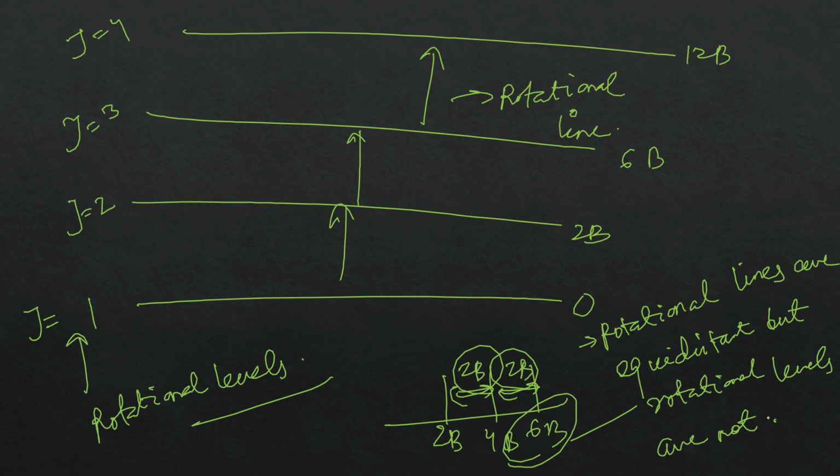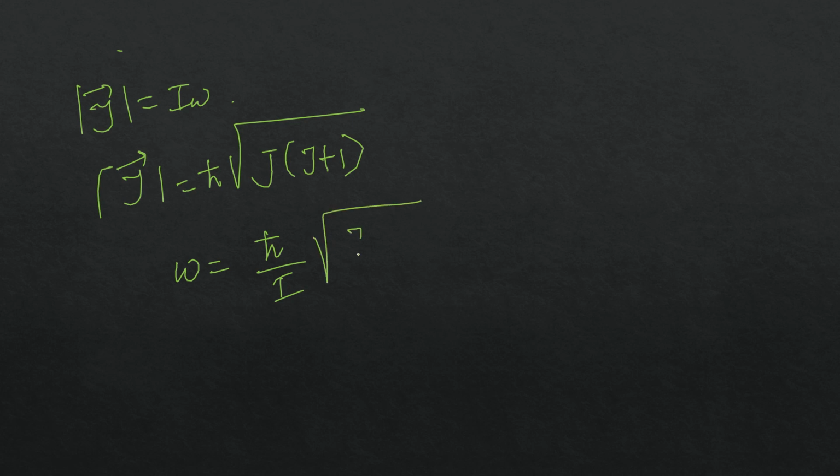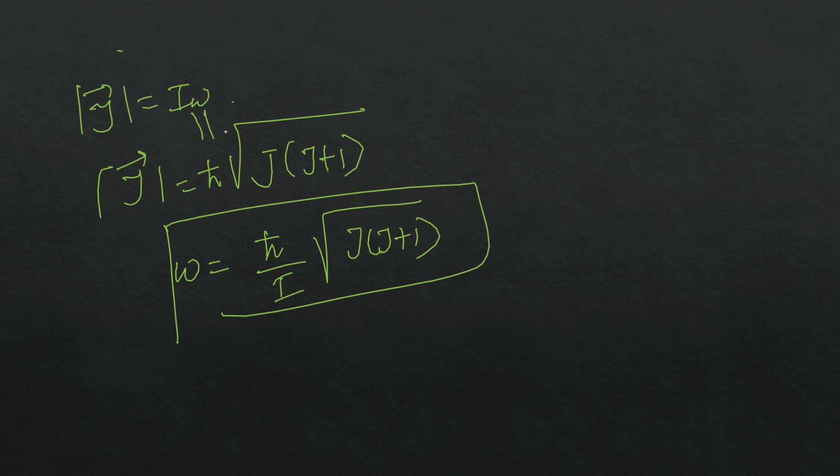Okay. So next is like, so you can say J is equal to what? I omega. Right. So J is also h cut J whole into J plus one, isn't it? So omega is equal to what? If you compare, omega will be h cut by I, J whole into J plus one. You just have to equate it. I omega is equal to this one. So omega is h cut by I, J whole to J plus one. Alright.